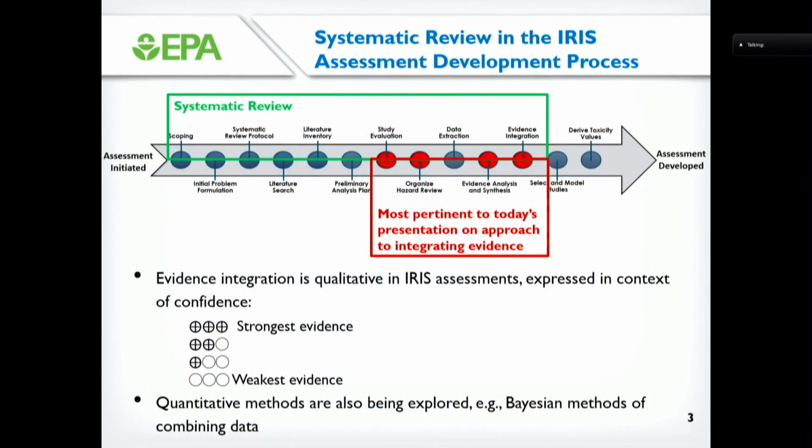So here's a schematic. In 20 minutes, I'm not going to do a deep dive over a systematic review. But here's a schematic that indicates that systematic review, I would argue, covers everything from the problem formulation to how you identify your evidence, how you evaluate the quality of individual bits of evidence, and then how you look across studies to do evidence synthesis and integration approaches. And that would take you up to the hazard identification part. And then probably less systematic review methods about how you go from there toward deriving toxicity values.